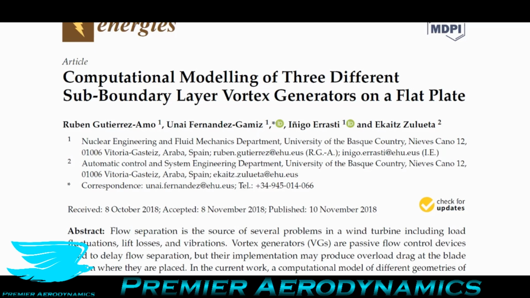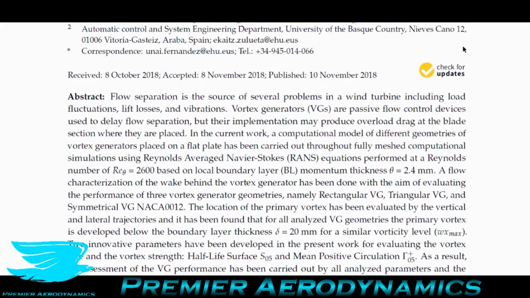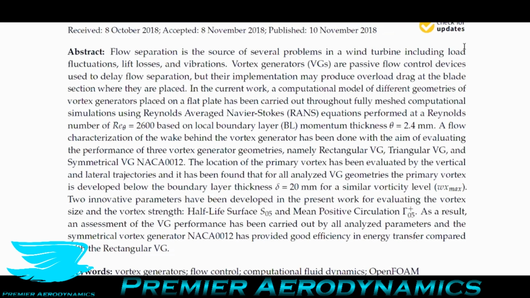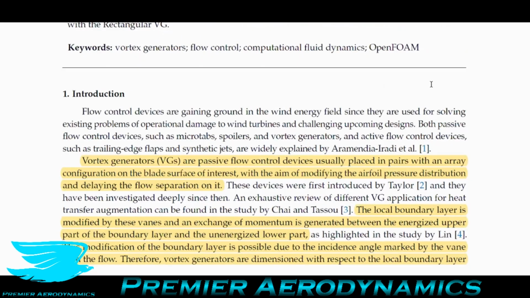Let's get on with what they investigated and these different types of vortex generators, because there are so many different types of vortex generators out there that you can make. And they looked at 3 different ones, one that I've never seen before, and it was quite interesting. So let's get into it.